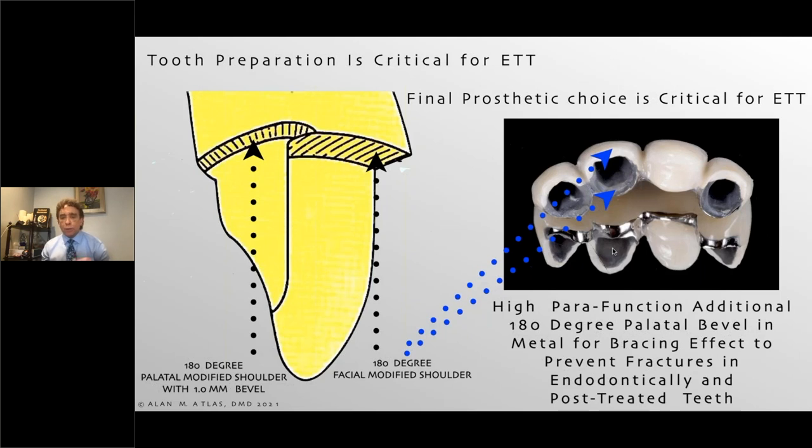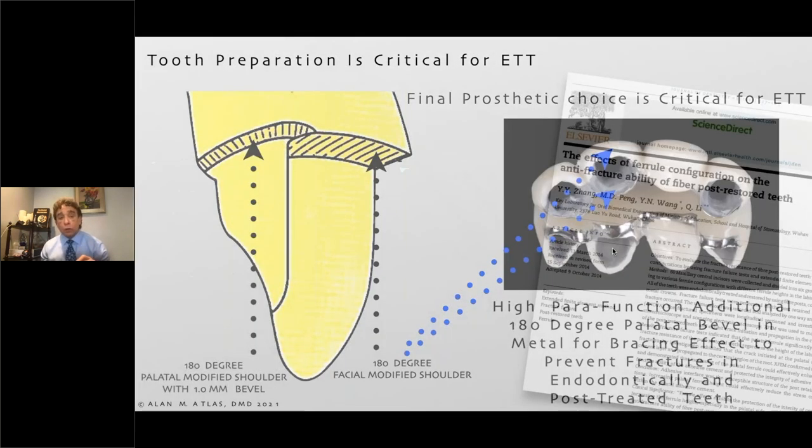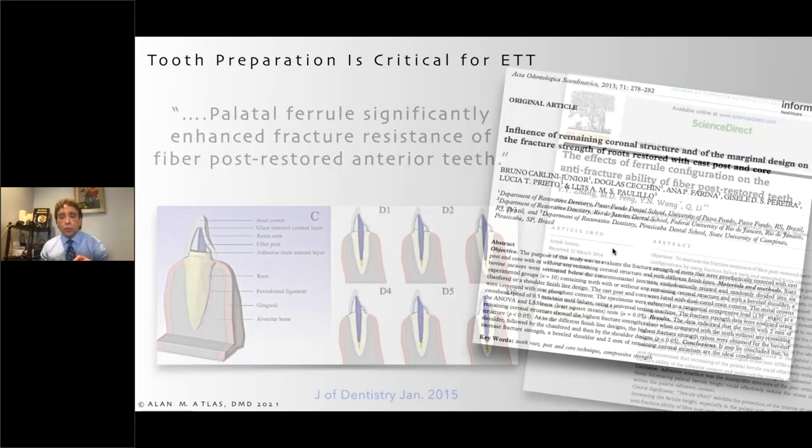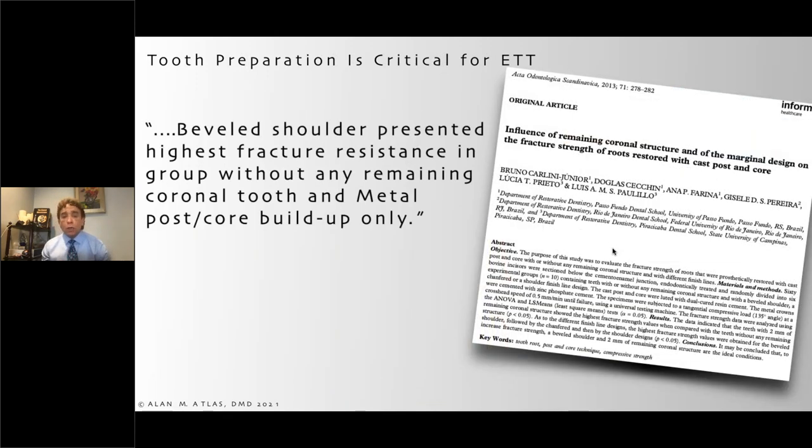I'm going to show you that in the evidence, it's also there because they put a palatal ferrule and showed that it significantly enhanced the fracture resistance of fiber post restored teeth. This was done in China. A great study by Dr. Zhang, who does many studies on these types of endodontically treated teeth. What they also found in another Brazilian study was that beveling the shoulder presented the highest fracture resistance in the group without any remaining coronal structure.